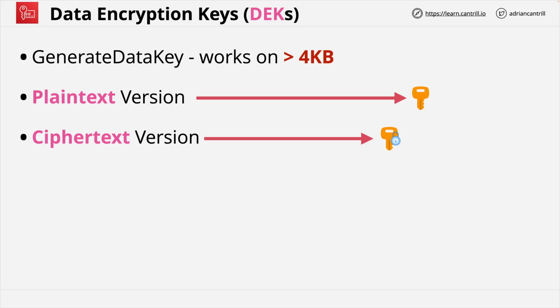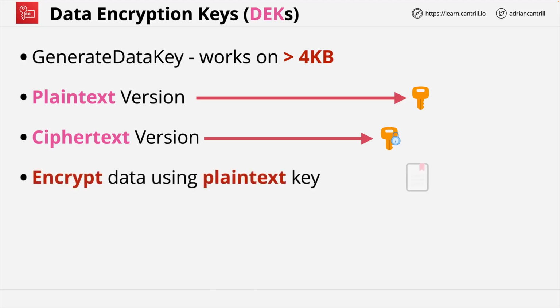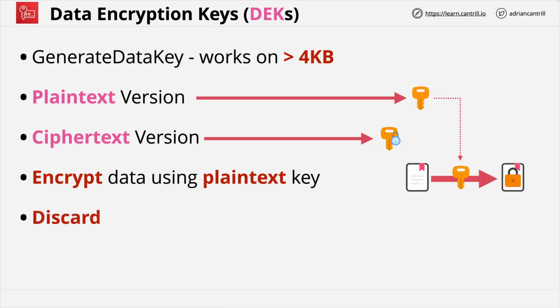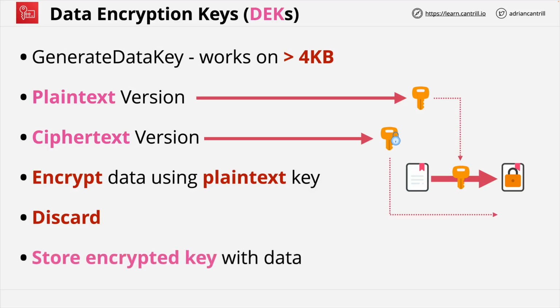Now the architecture is that you would generate a data encryption key immediately before you wanted to encrypt something. You would encrypt the data using the plain text version of the data encryption key, and then once finished with that process, discard the plain text version of that data encryption key. That would leave you with the encrypted data, and you would then store the encrypted data encryption key along with that encrypted data. Now, a few key things about this architecture.